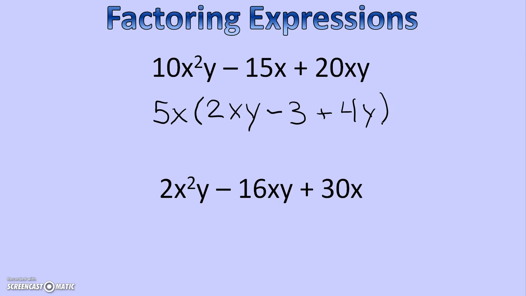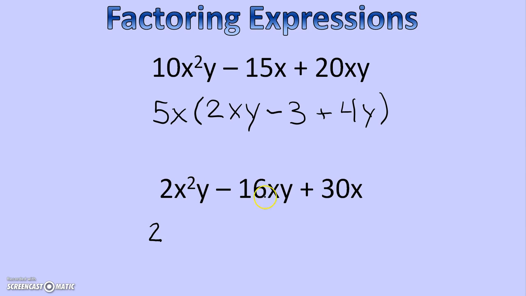Once again, pause the video and try this example, then come back to check your work. Alright, once again we are doing the same exact process. The GCF is the first thing we are finding. GCF of 2, 16, and 30 is going to be 2. Again, if you need to do your factor trees for that, that is no problem.